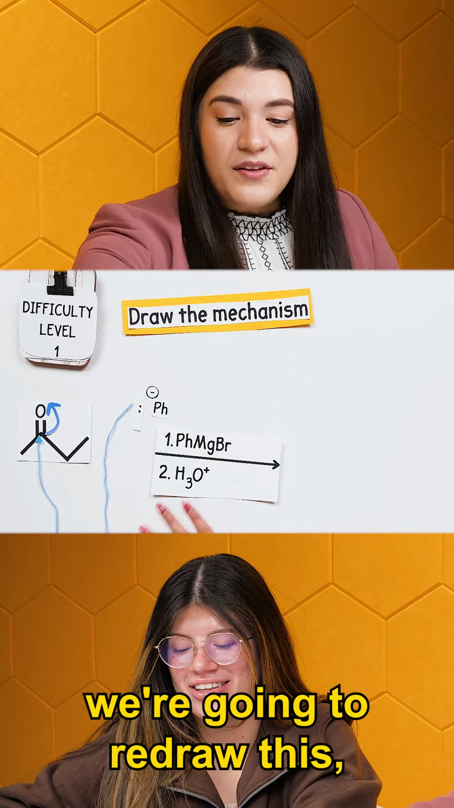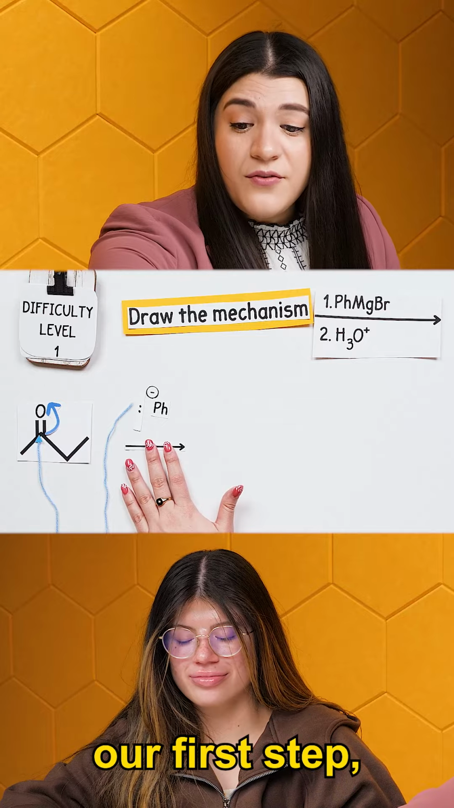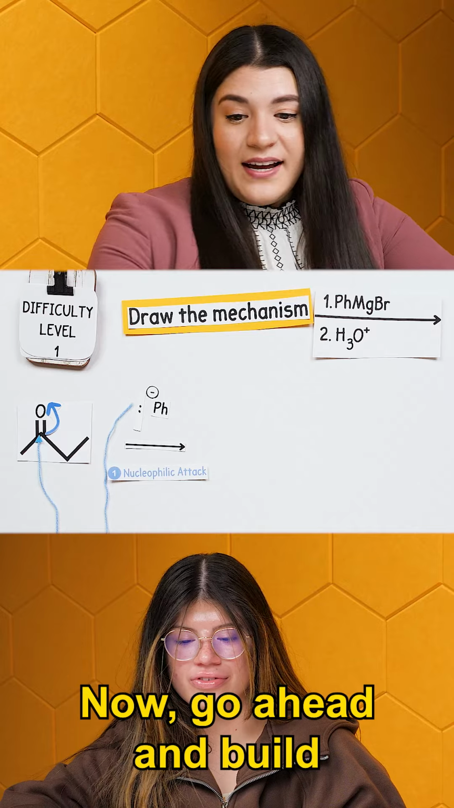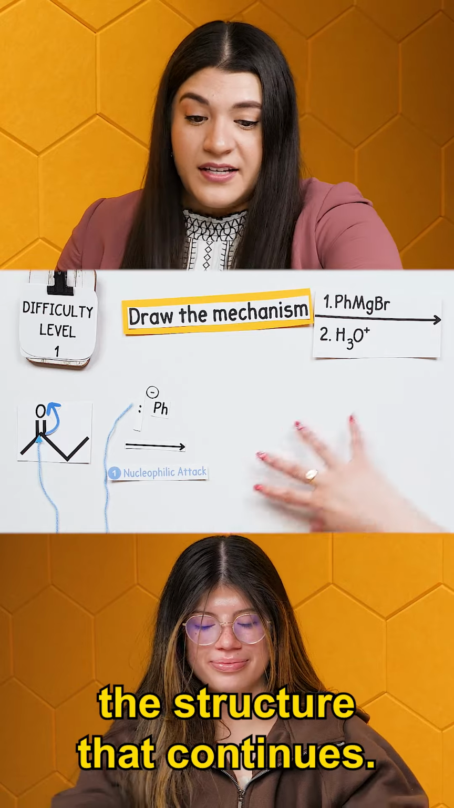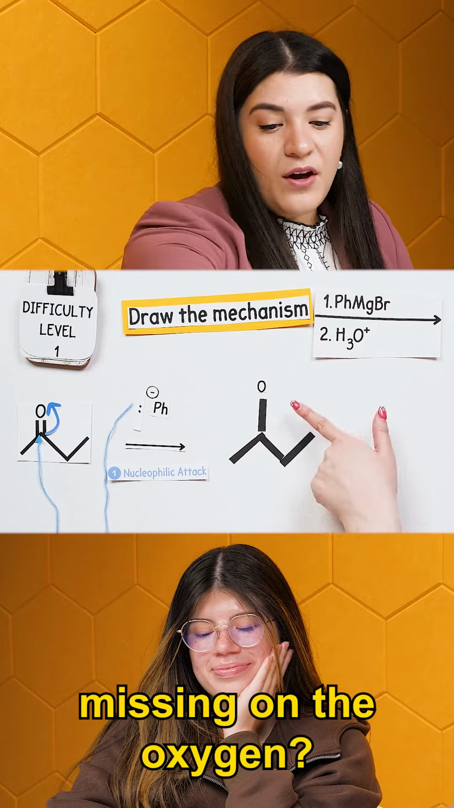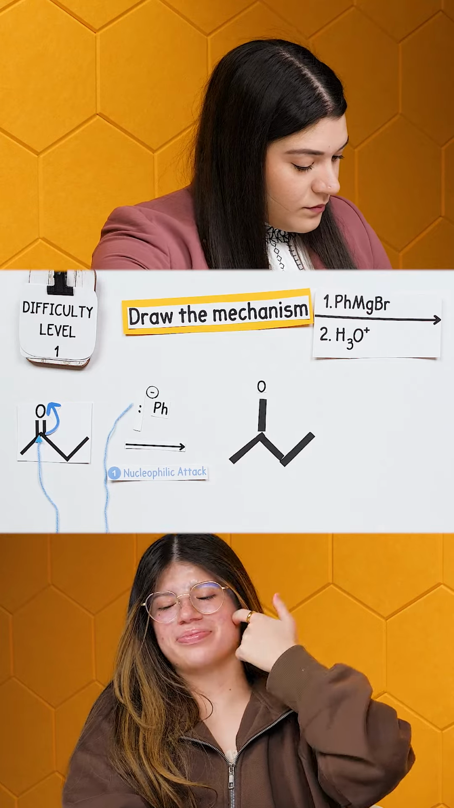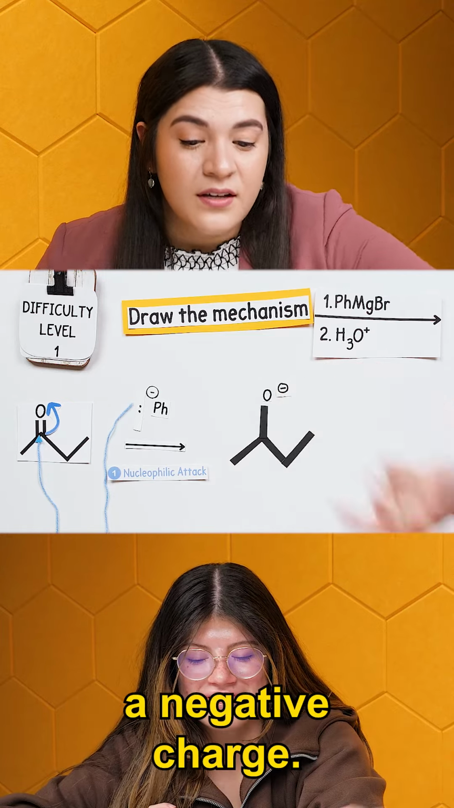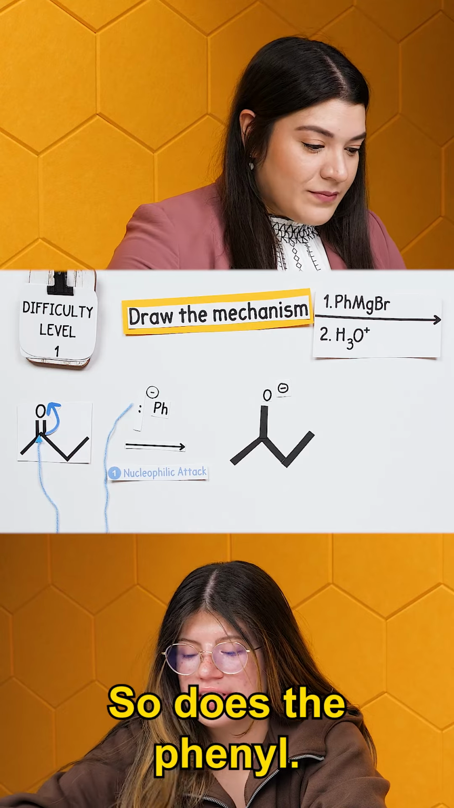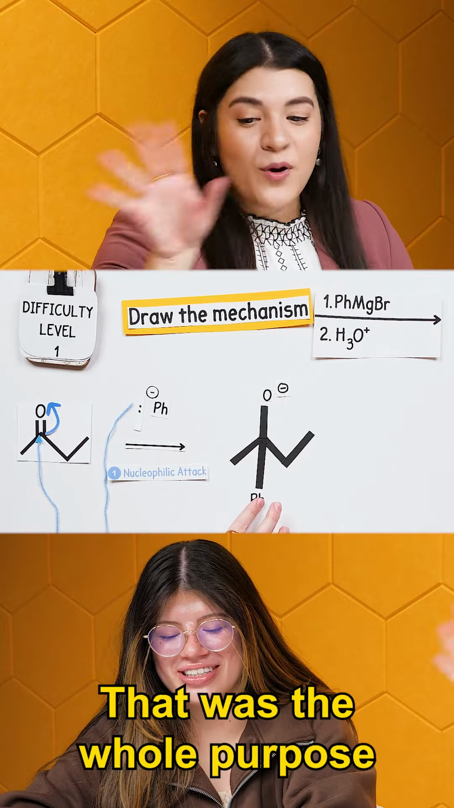So now we're going to redraw this. I'm just going to move this up here for a second, because this is our first step where we said it was a nucleophilic attack. Now go ahead and build the structure that continues. Perfect. And then what are we missing on the oxygen? We have those lone pairs. Yes, and negative charge. We said there's a negative charge. What else attaches at this point, so does the phenol? Yes, at the bottom. There we go. That was the whole purpose of that first step.